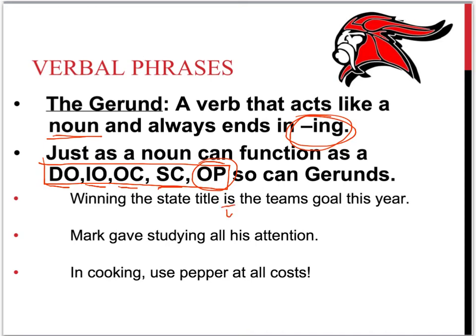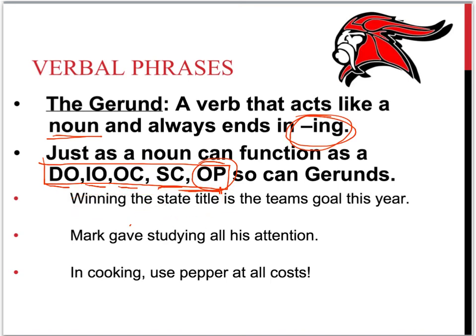Okay, that's obviously our verb. Winning the state title, this whole thing, is a gerund phrase because it's functioning like a noun. It's the subject of the sentence. So that whole thing is functioning as a subject of the sentence, therefore it is a gerund phrase.